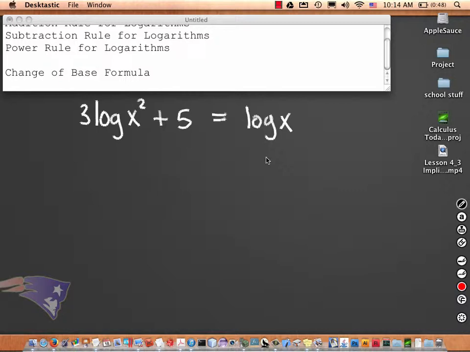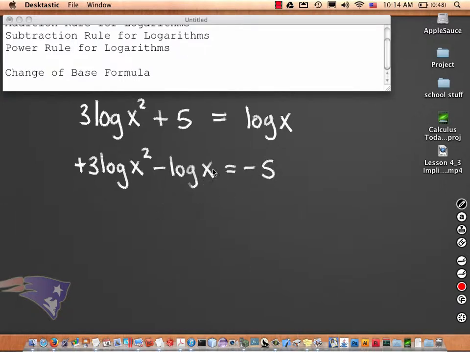Now there's a couple of things that I can do. What's one thing that I can do? I could get the logs on one side. So I can subtract this logarithm over here, and I'll subtract the 5 to the other side. So this becomes 3 logarithm of x squared minus logarithm of x equals negative 5.